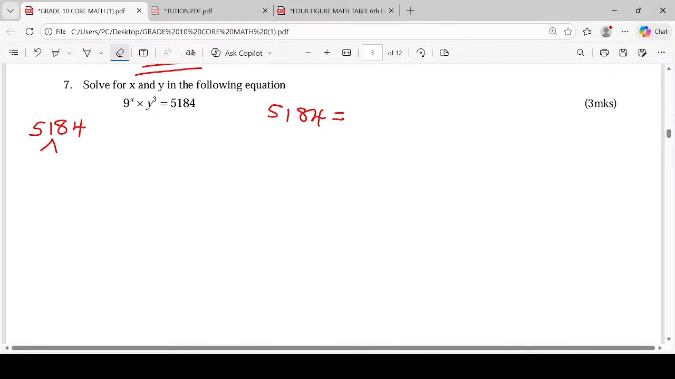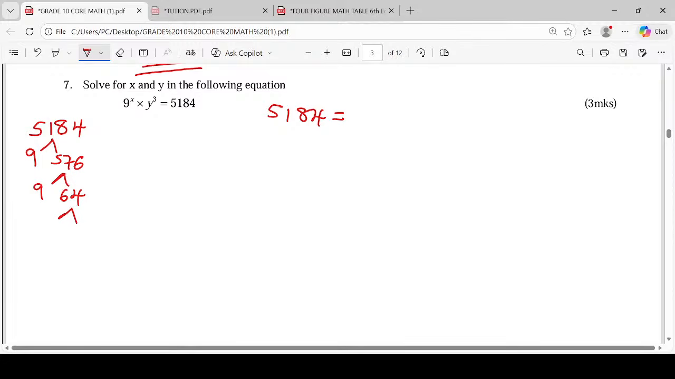Look at the question. Solve for x and y in the following equation: 9 power x being multiplied by y cubed is equal to 5184. So I'm going to have 5184, then divide it by 9 first. If I divide this by 9, this will be 576. Again, I divide this by 9. This will become 64. Now I can start breaking it down.